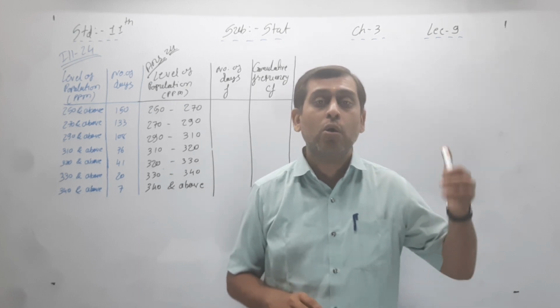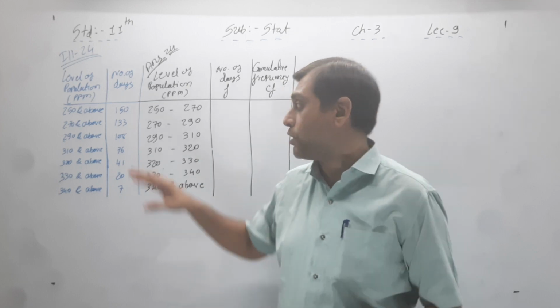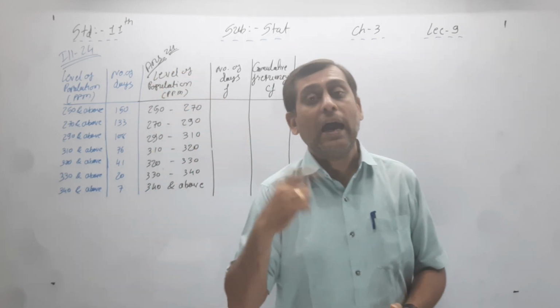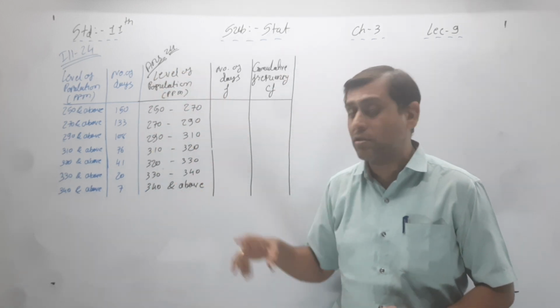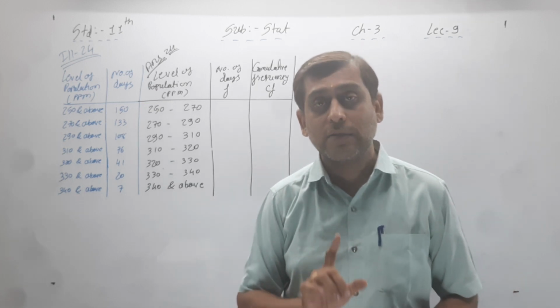When it is up to, below, or less than, the first class will be open ended, and when it is above or more than, the last class will be an open ended class.